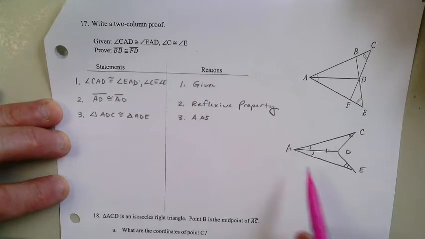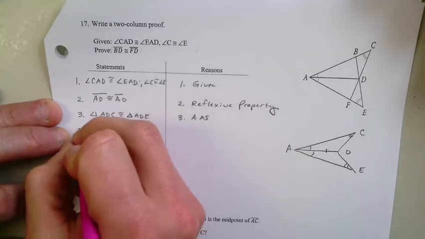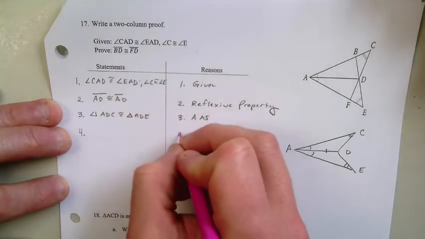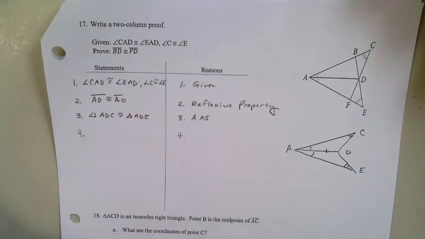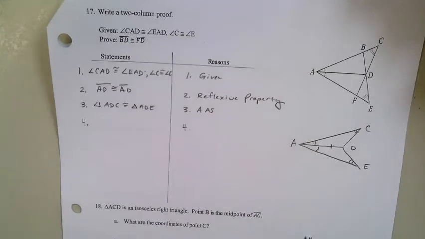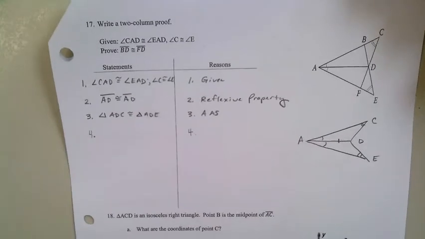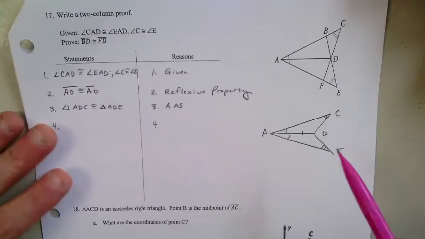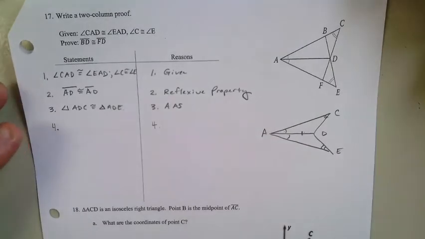Now that I've got the triangles congruent by angle, angle, side, I then am going to go ahead and ask myself, can I prove these two segments in BD and FD congruent? Okay, so back to what I was saying, the proof, we're trying to prove BD is congruent to FD, but the problem is down here in these two triangles, I have neither of those segments. So now I'm back to the drawing board.